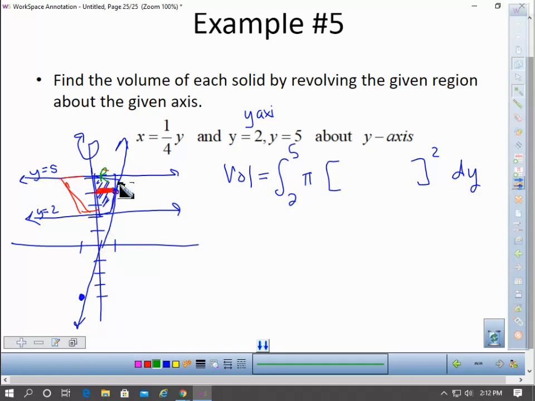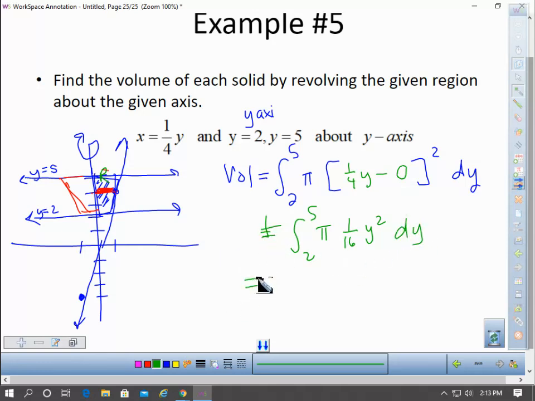All right. So since we're sideways, it's right curve minus left curve. So my right curve is the 1/4 y, and my left curve is the y-axis, which would be x equals 0. So not too hard a one. So we're integrating from 2 to 5 pi. I can go ahead and square this because this is going to be easy to do squared. 1/4 squared is 1/16, and then y squared is y squared, because we can just ignore the minus 0. All right, so there is our expression.